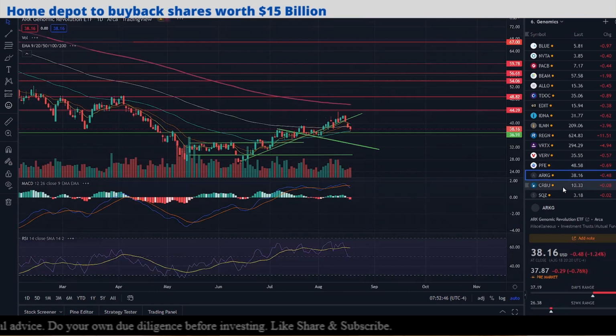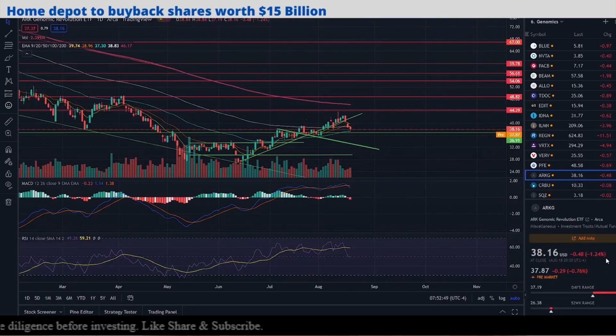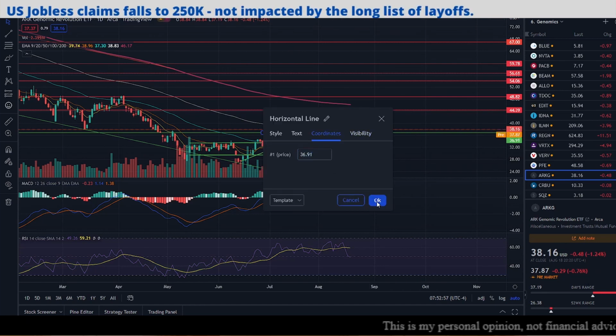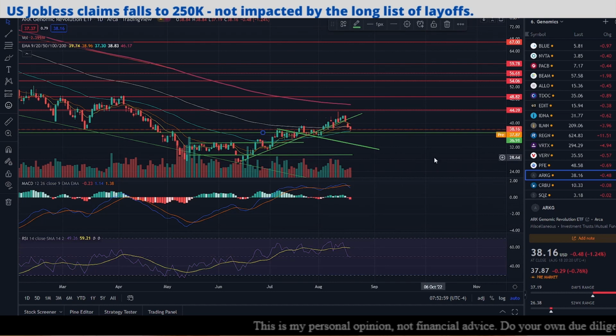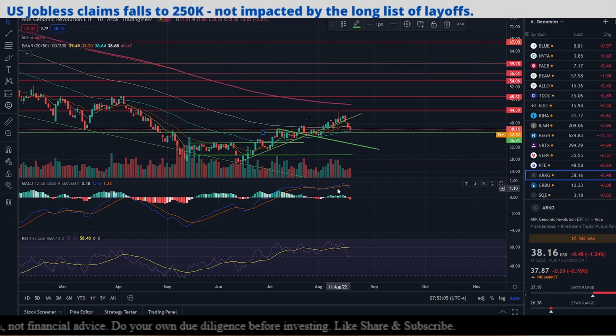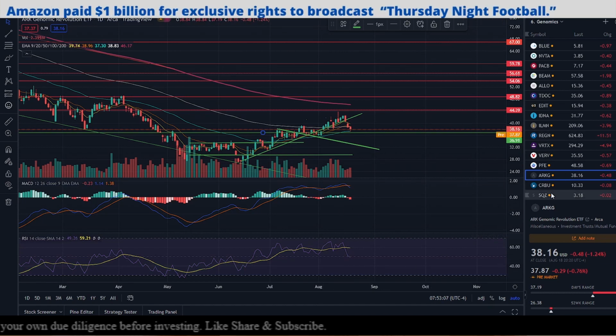Let us look at ARCG. ARCG is down 1.24% as of yesterday, and further down minus 0.76% today. And it's going to stay above the horizontal line of support of 36.91 because it's going to get support from the 50-day exponential moving average, which is sitting at 37.30. And MACD is bearish, and momentum is also below average.